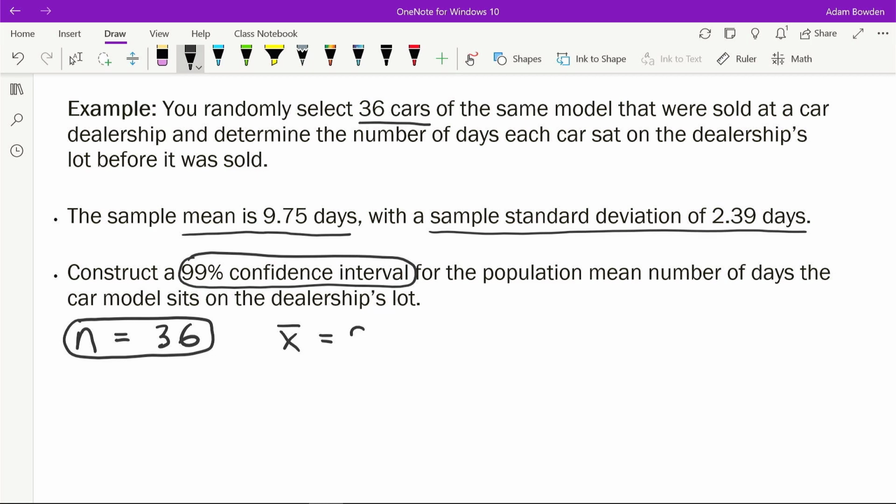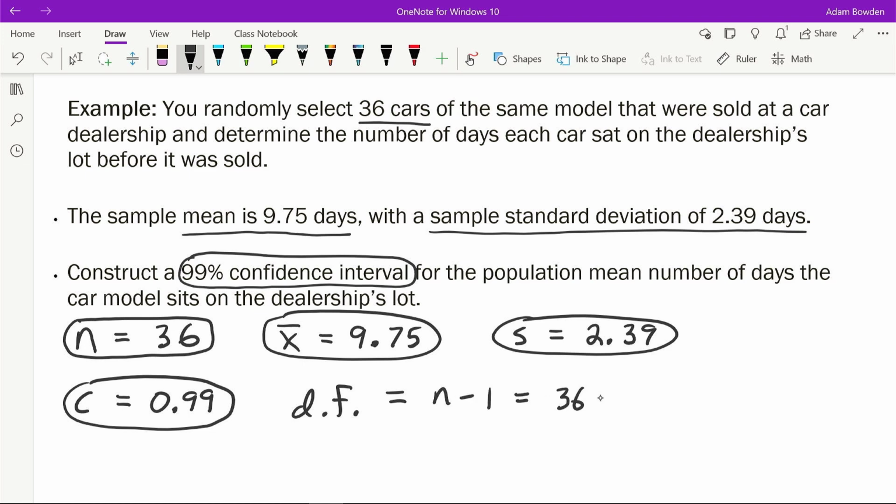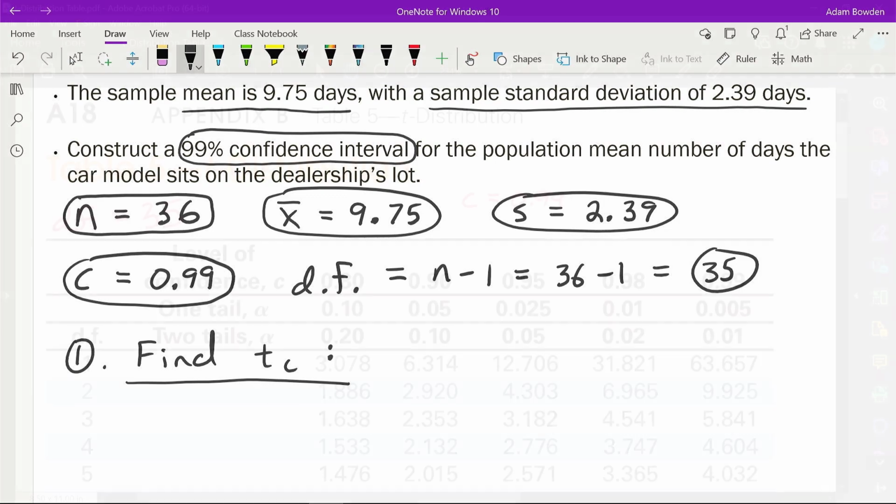Our x bar would be equal to 9.75, and our value s for sample standard deviation would be 2.39. Our confidence level, which will be lowercase c, is equal to 0.99, and our degrees of freedom, df, will be equal to n minus 1, so 36 minus 1 equal to 35. Our first step in the process is to find the critical value t sub c. We're going to be able to look that up in the table.